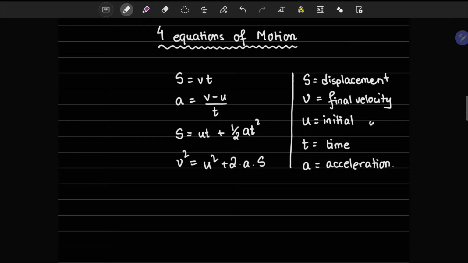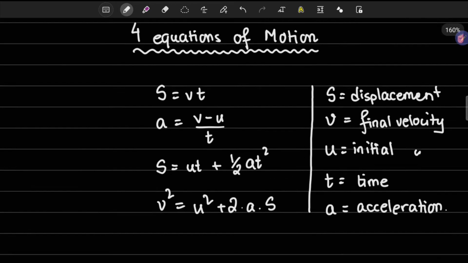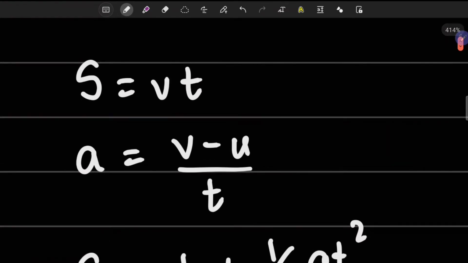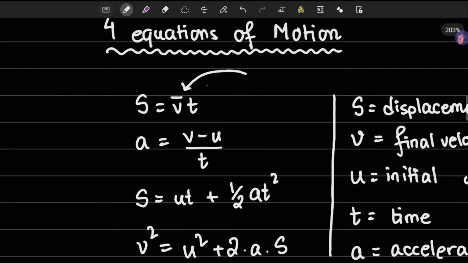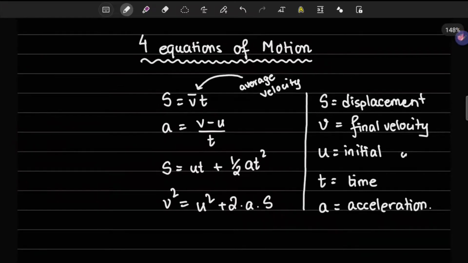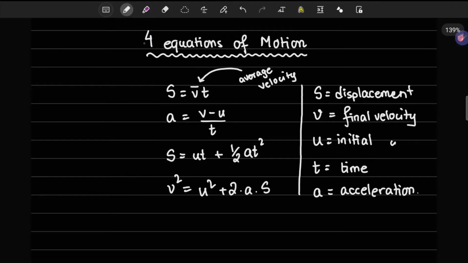Alright, now one thing that I forgot to mention is that this V over here for S is V times T. V is the average velocity, which is denoted by V bar, which means this signifies average velocity. Alright, so these are the four equations of motion that come into being for objects moving in a certain plane.